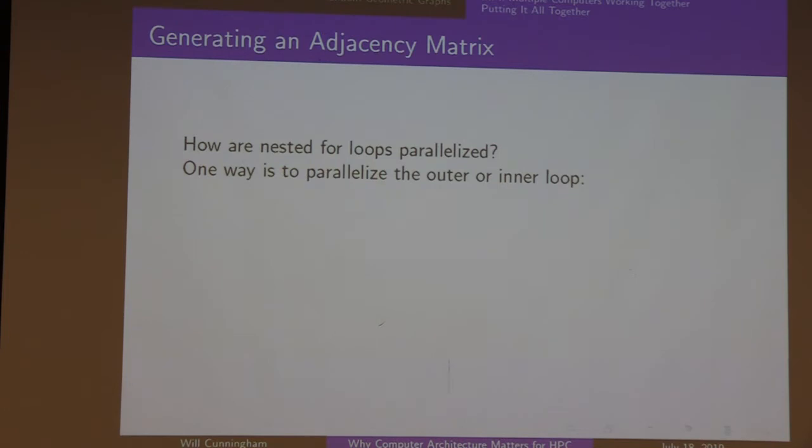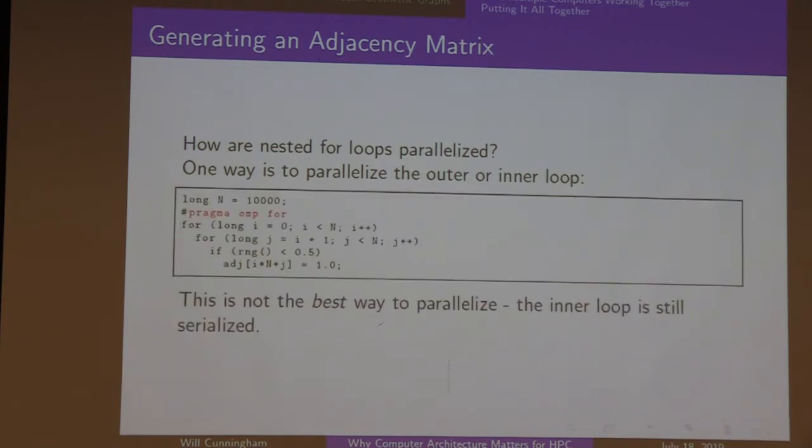So let's talk about, for instance, an adjacency matrix. You might use this for some network system, but really it could be any matrix operation that you're looking at that's symmetric. One way that we can do this is to parallelize the outer or the inner loop. You see I have a nested loop here. This statement is only going to apply to this line here.